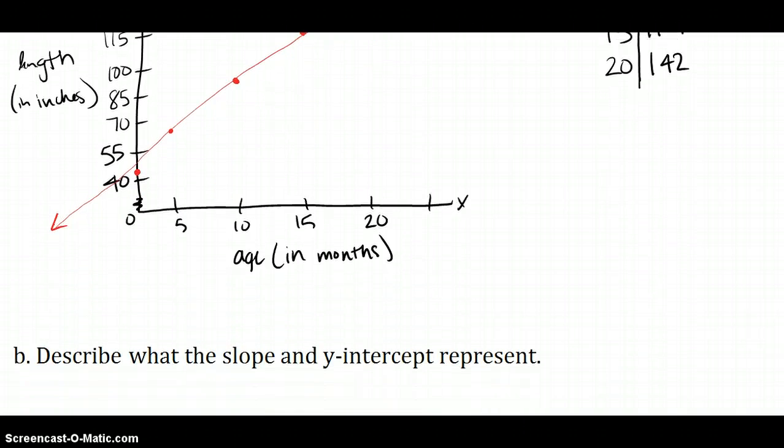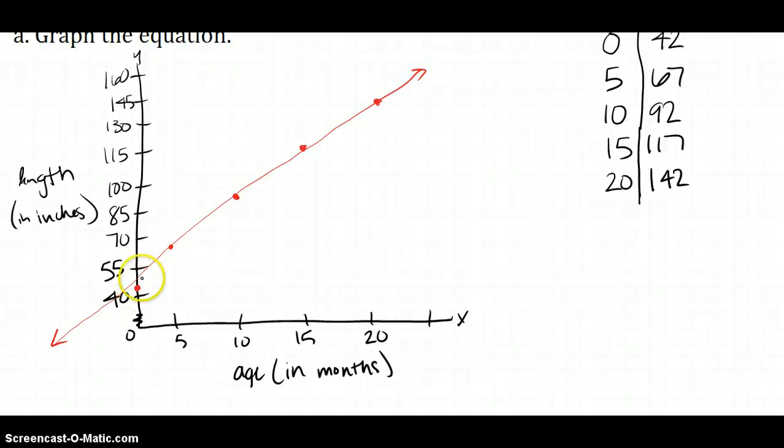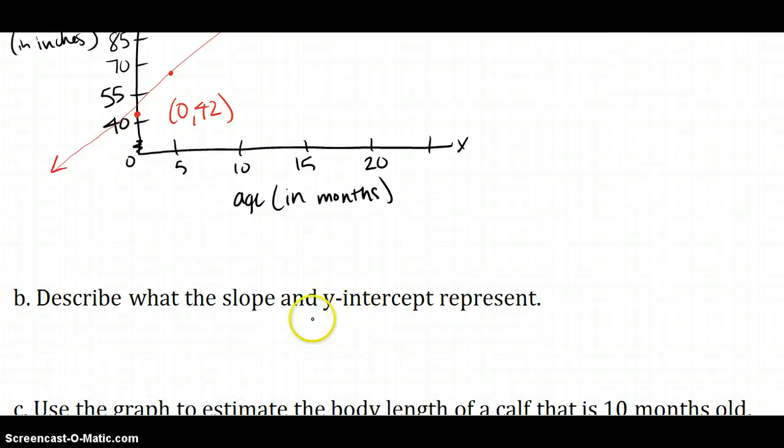Now the questions that follow. Describe what the slope and the y-intercept represent. The easiest one to look at first would be the y-intercept. The y-intercept is where it crosses the y-axis. We know that it crosses at 42 because we have a point that's (0, 42). That would be, if x is 0, that's the age 0. So when the calf is born, this is the point (0, 42). The calf is 42 inches long. So what does the y-intercept represent? It represents the length of the calf when it's born.